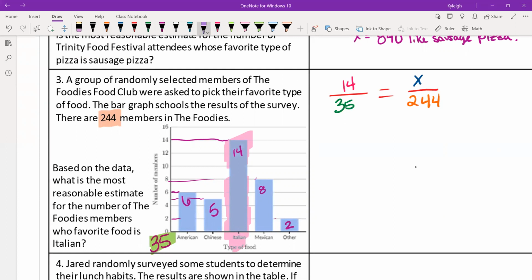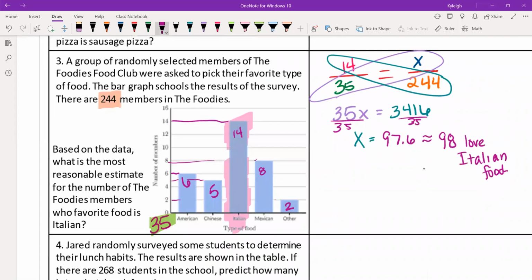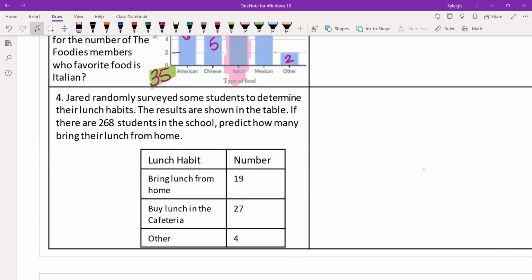So I want you to solve the rest of this proportion and tell me how many there are. All right, so when you solve that, you got 97.6, which we round up to 98. So 98 love Italian food. All right, so just like we did in the table here, I want you to try number 4 and see what you can get, okay? So try number 4, same way as we did number 3.